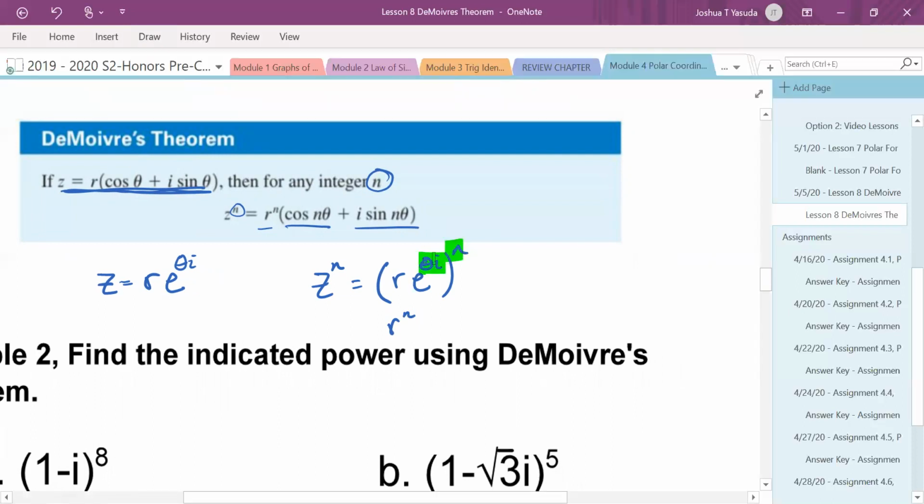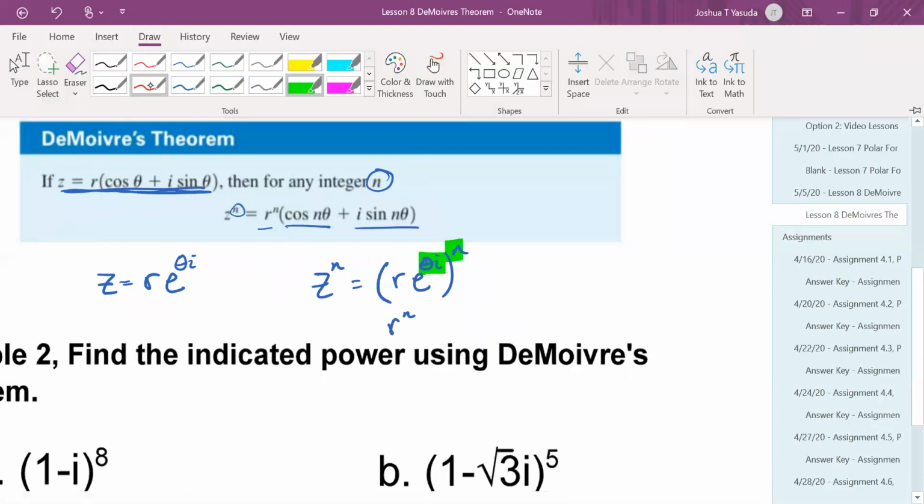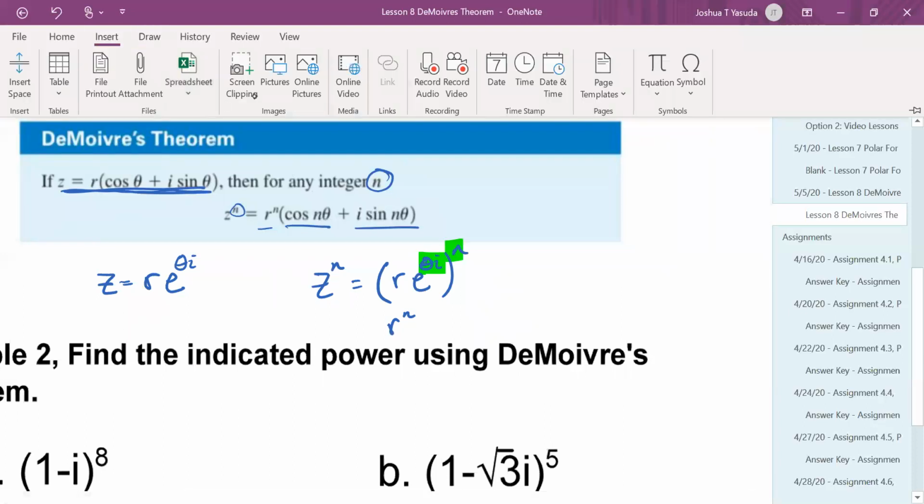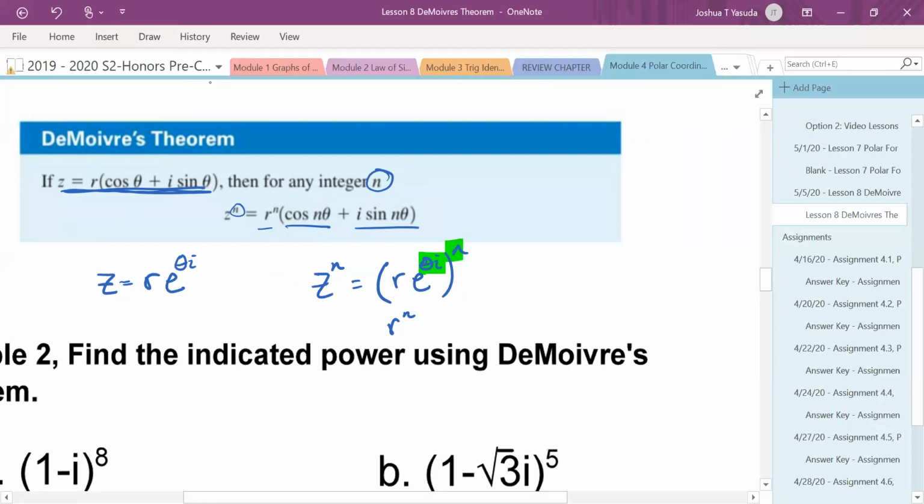Exponents raised to more exponents, you multiply. So you get e, and then you multiply n times theta I, which would be z to the n. So when you're looking at this, the radius is now r to the nth, and e to the n theta I is the part that goes into the sine and cosine of n theta, and you see that there.